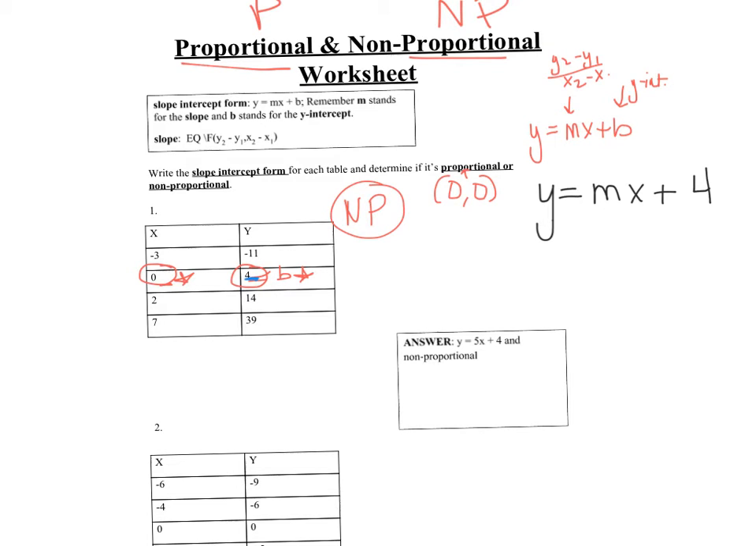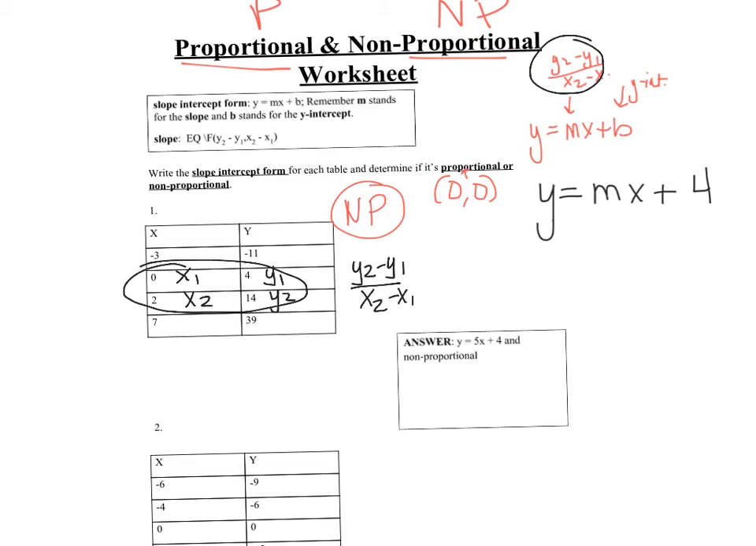Okay, so now I need to solve for the m, the slope. And I'm going to pick two data sets, 2 coordinates that are going to be the easiest, and I'm going to erase this. I'm going to do the 2 positive numbers, so these 4. So I'm going to label this one x1, x2, y1, and y2. Okay, and then I'm going to use that slope formula to figure out what that slope is. So y2 minus y1, x2 minus x1.